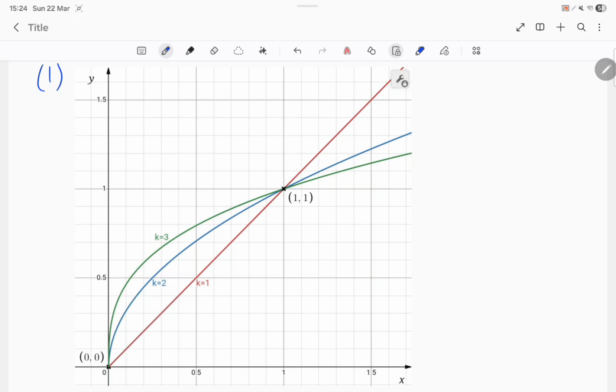For k equals 2, we have that y is equal to x to the 1/2, and this is equivalent to the square root graph. This should be drawn as a curve that starts out higher than k equals 1, and then after the intersection point becomes lower. The pattern is repeated for k equals 3, and they all intersect at the points 0, 0, the origin, and 1, 1.